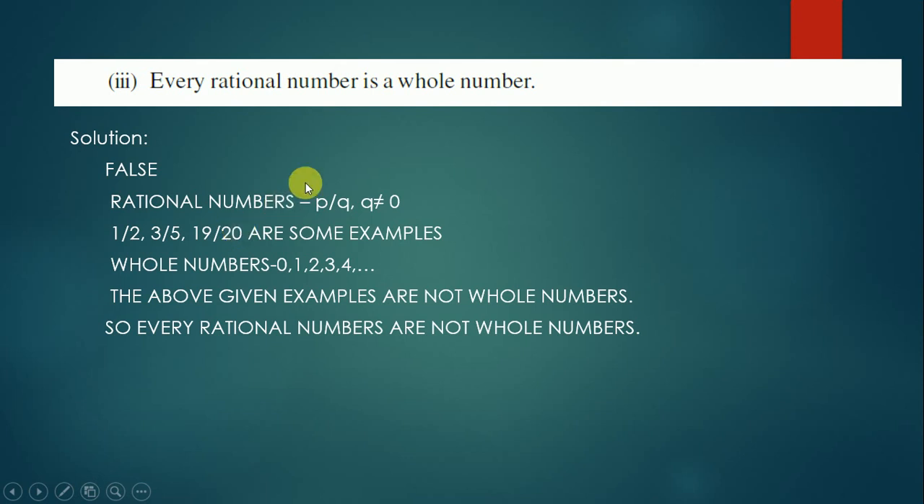Point numbers are not included as whole numbers. Whole numbers are only 0, 1, 2, 3, like that. So, this condition is false. Every rational number is not a whole number.